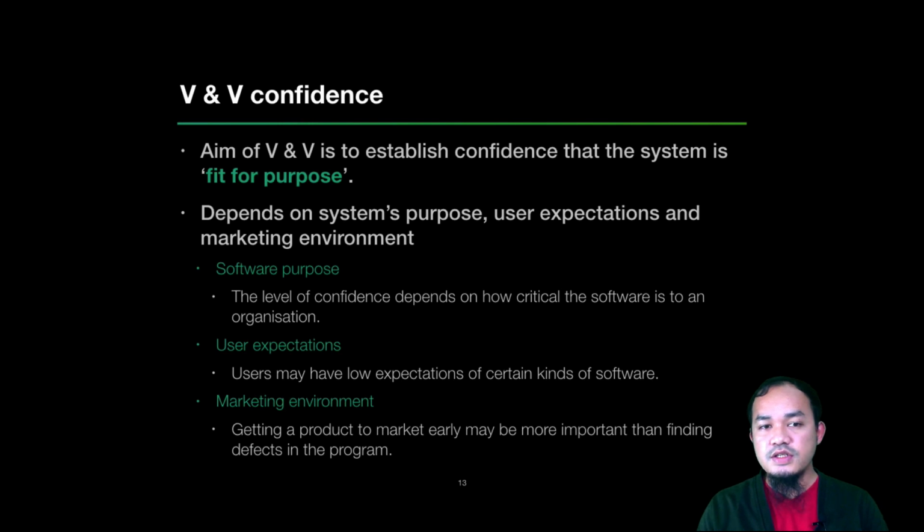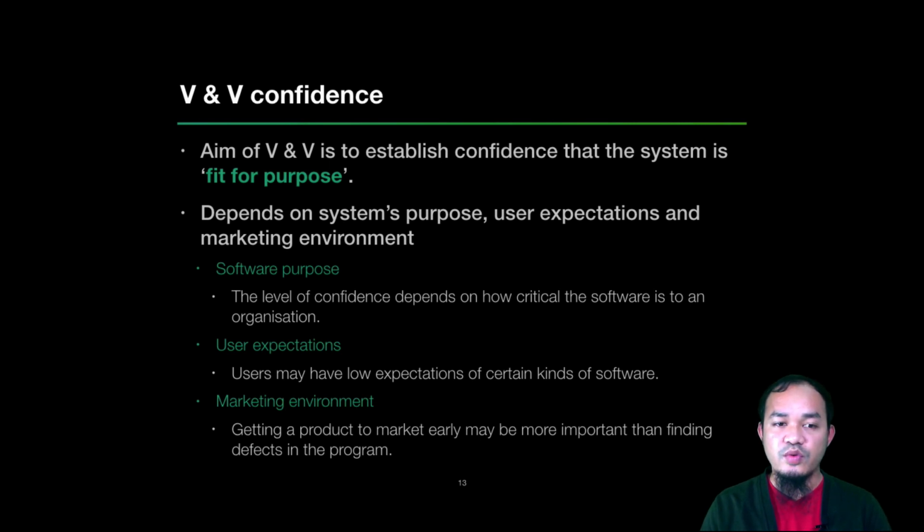This is what we call the V&V model. The main purpose of the V&V model is fit for the purpose. We want to do verification and validation to make sure that the software meets or is fit for the purpose. What kind of purpose? Software purpose, user expectation, and marketing environment. So we develop some kind of software, and then we have to make sure that the software is fit to the purpose, according to the software purpose, user expectation and marketing environment.